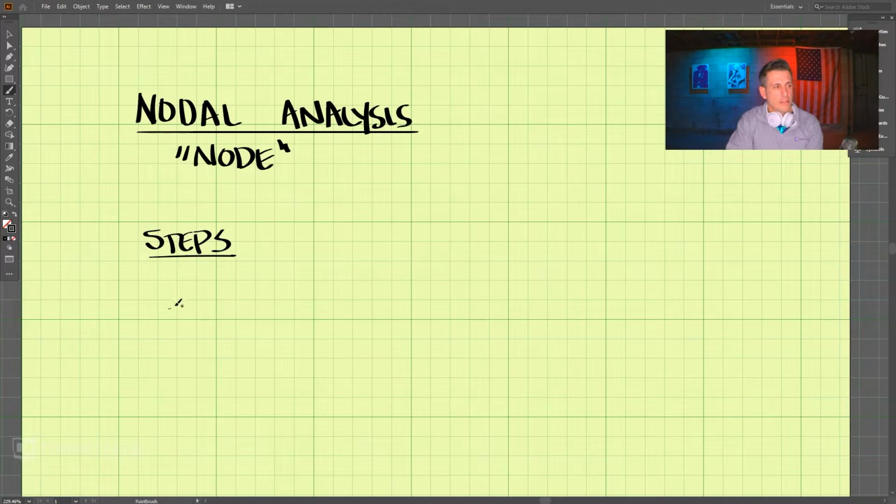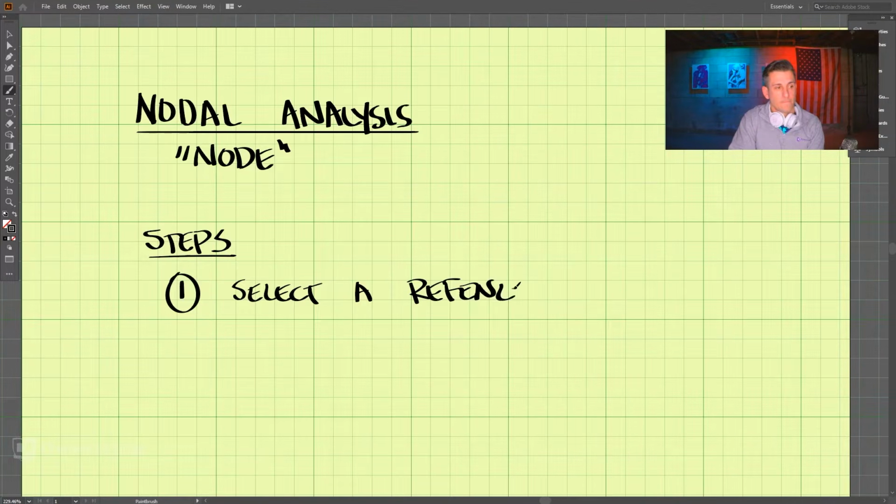and the steps that we will use for nodal analysis. Step 1 is select a reference node. So we need to look at the circuit. If we look at the circuit, we pick a single node and we say that's 0 volts.